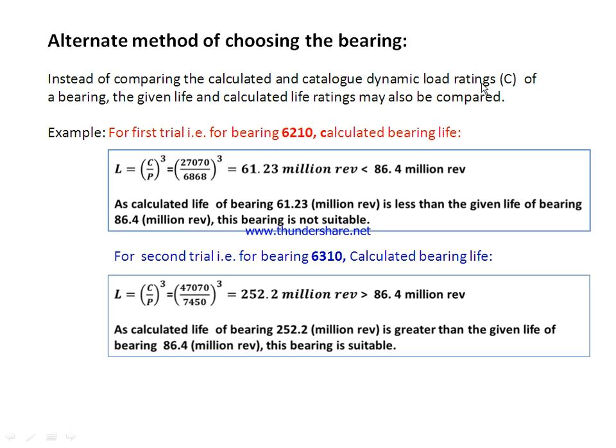So students, either you can compare the calculated dynamic rating and catalog rating and decide the suitable bearing, or you can compare the life rating, required life and calculated life. That brings us to the end of the second part, and in the third part we will meet with some more examples on the selection of rolling element bearings with the given load conditions and operating conditions.